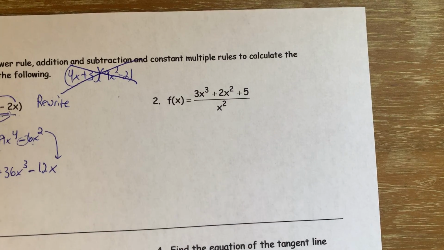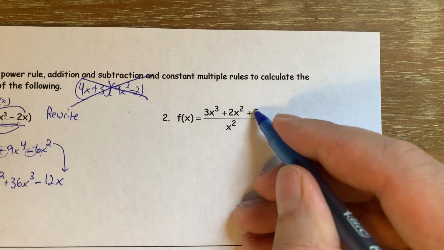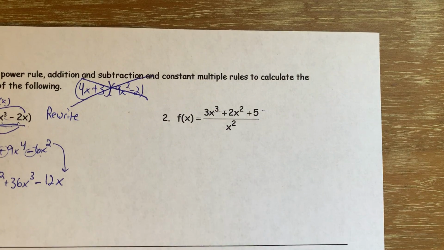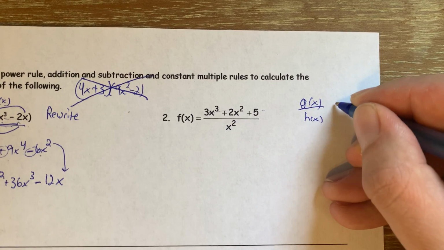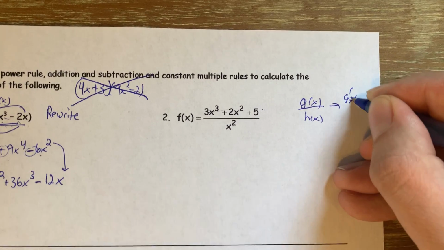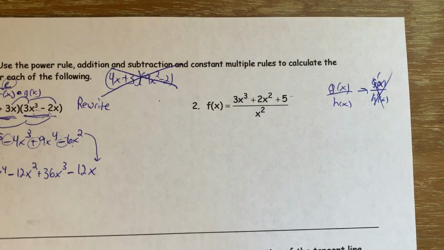Same idea here. This cannot be done. You can't just do the derivative of the top divided by the derivative of the bottom. That is not how derivatives work. It would be wrong. We don't have a rule for if there's g of x over h of x. You cannot just take the derivative of the top divided by the derivative of the bottom. Don't ever do stuff like that. You don't get to make up your own rules here.